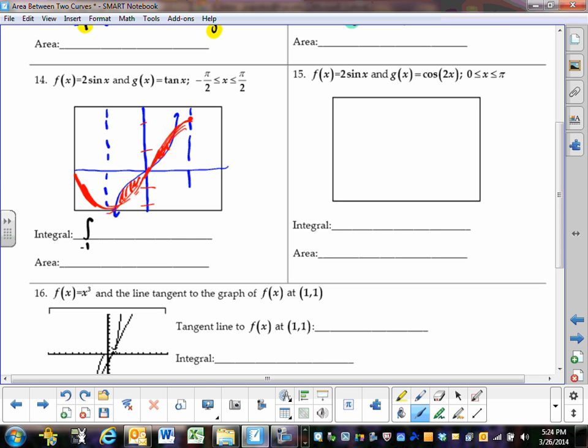So the integral from negative pi over 2 to 0 is the tangent function on top. So that's g of x minus f of x dx. Between 0 and positive pi over 2, the sine function is on top. So that's f of x minus g of x dx.